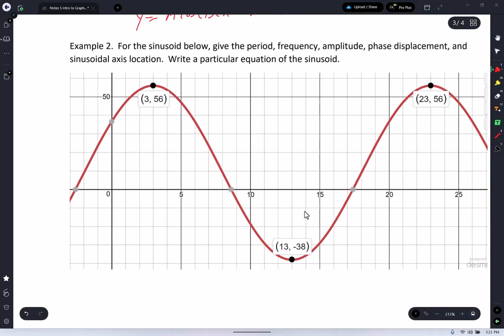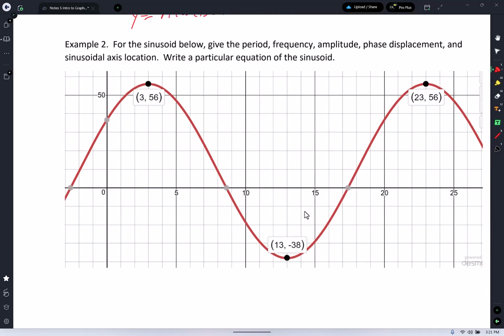Check it out. So it wants us to figure out, for the sinusoid below, give the period, frequency, amplitude, phase displacement, and sinusoidal axis location. That just means midline. Write a particular equation of the sinusoid. Okay, let's figure it out.